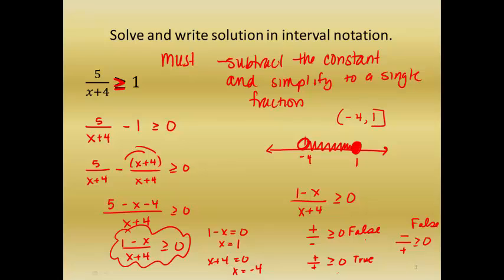You will not always get a false, true, false. You may get a false, true, true. You may get a true, true, false. You may get all falses. There's lots of different possibilities. So don't just jump to a conclusion right away. Make sure you test every interval.